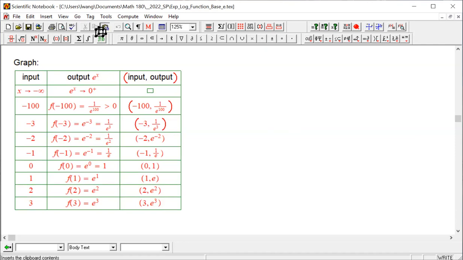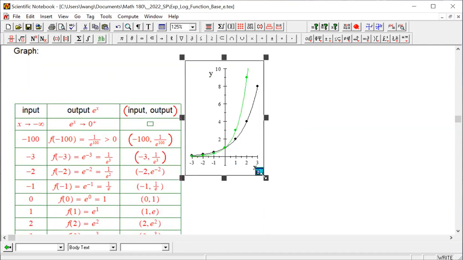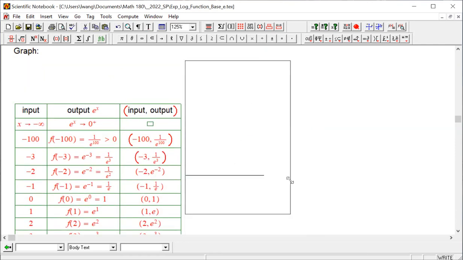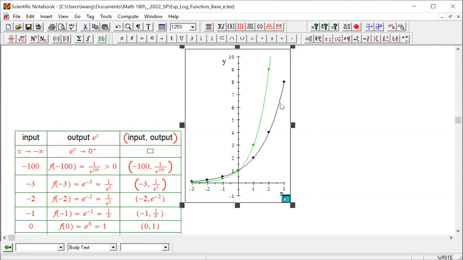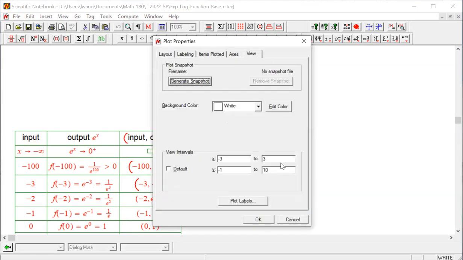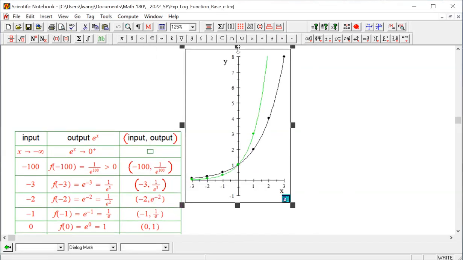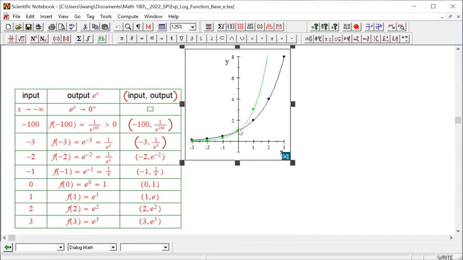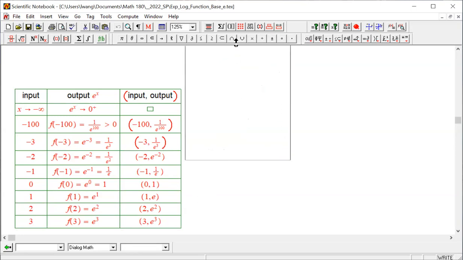In the old picture we did, the black one is 2 to the power x. The green one is 3 to the power x. So I'm going to put the points in the same picture. Let me just make some adjustment to this picture. And so now we have all the points visible, right?